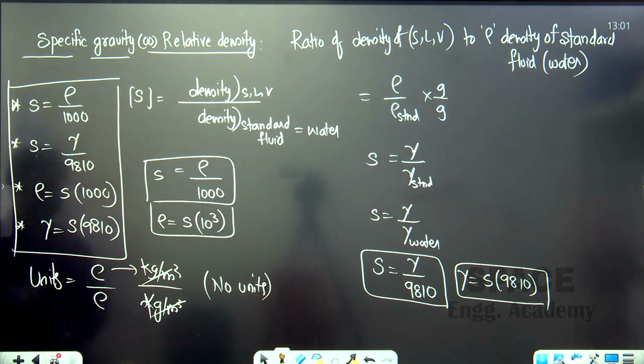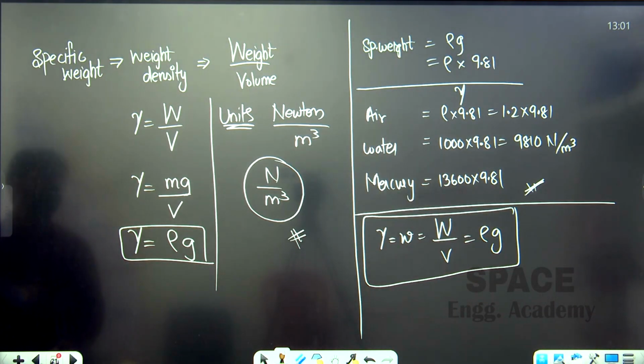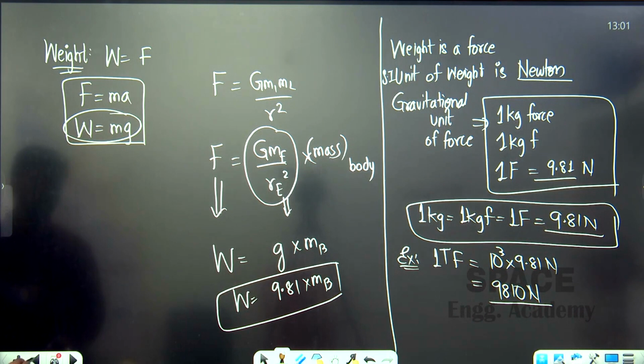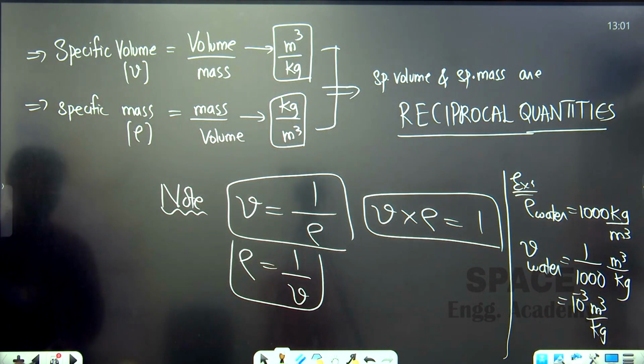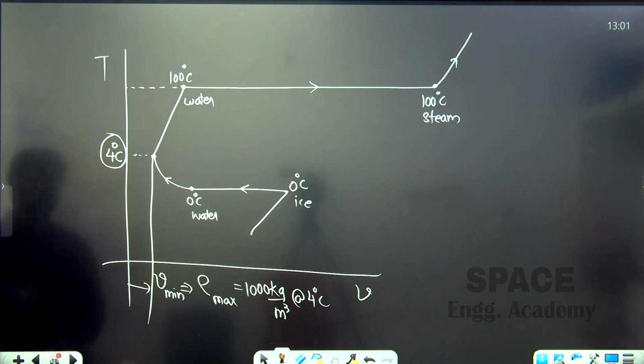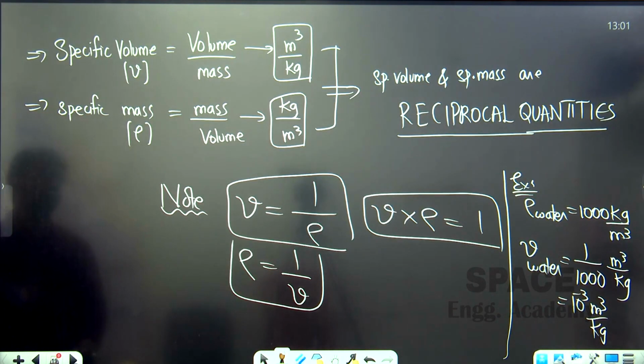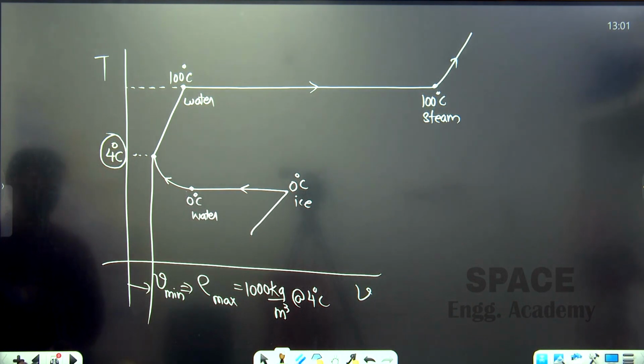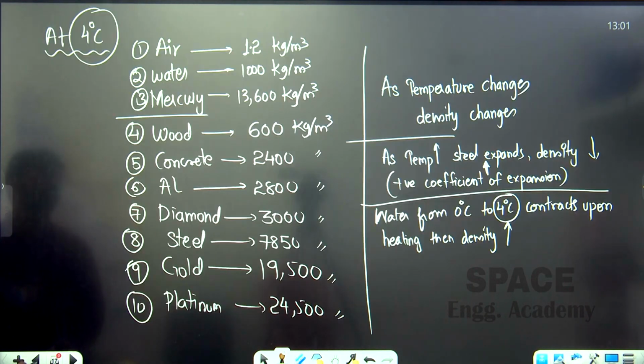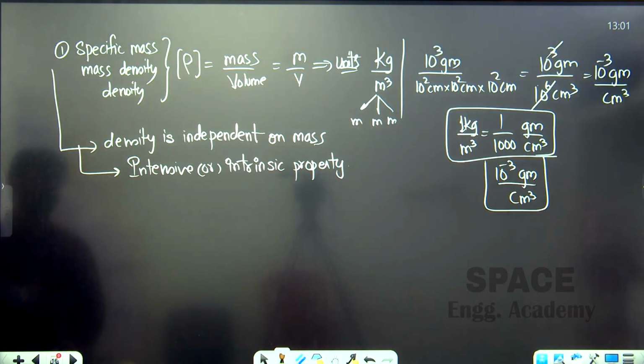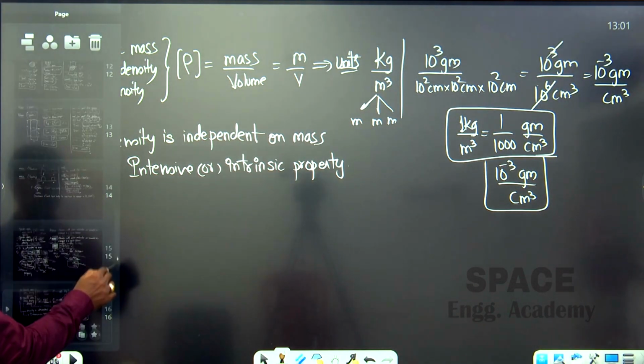First of all, pause the video and note it down so that we can go to the next slide. Let me go to the previous slide also if you haven't noted it down. In the previous slide we discussed weight, then specific volume. Specific volume and density are reciprocals of each other. Then we discussed the density concept also. Wherever you have not copied, pause the video and note it down. There are standard density values, temperature relation with densities, and specific mass density. So let's go to the last slide and continue.